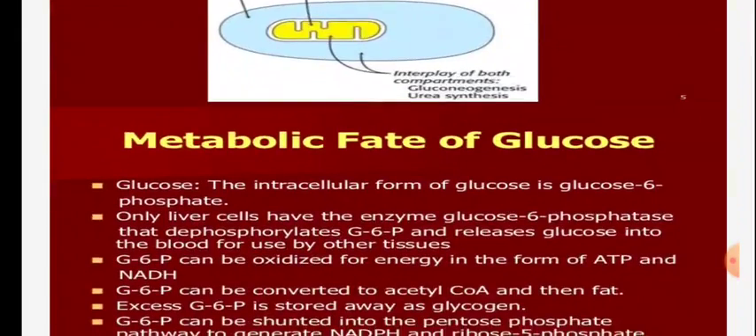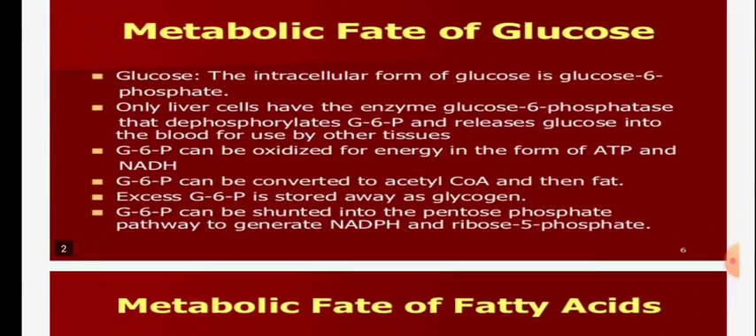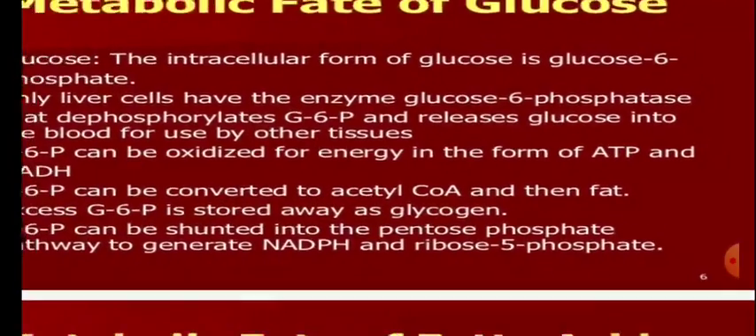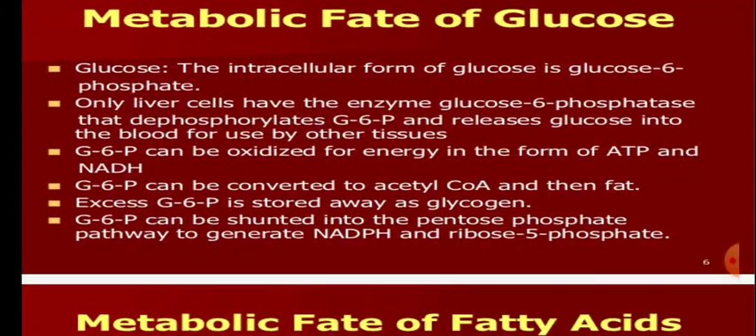Now the metabolic fate of glucose. The intracellular form of glucose is glucose 6 phosphate, and only liver cells have the enzyme glucose 6 phosphatase that dephosphorylates G6P and releases glucose into the blood for use by other tissues.